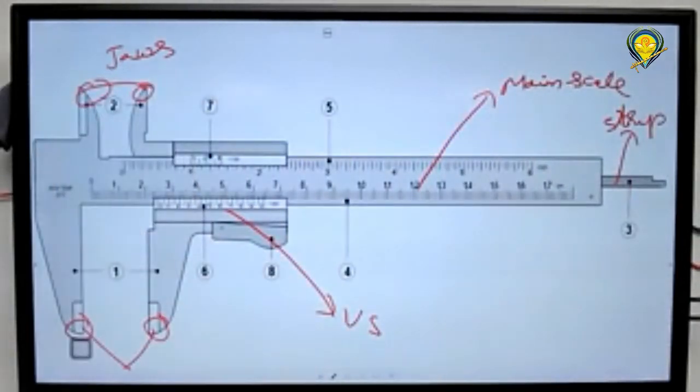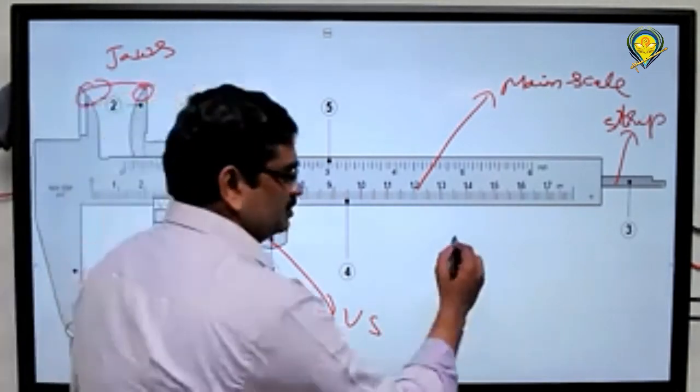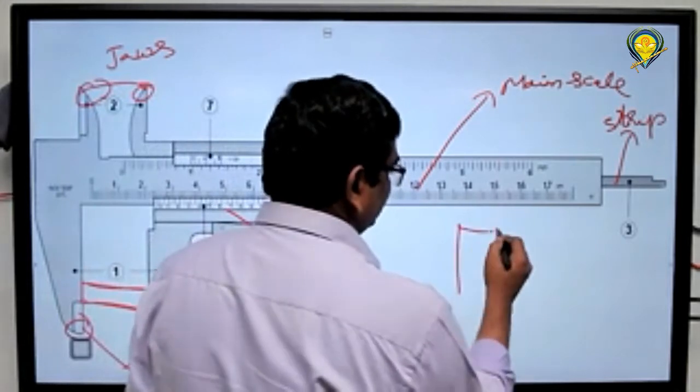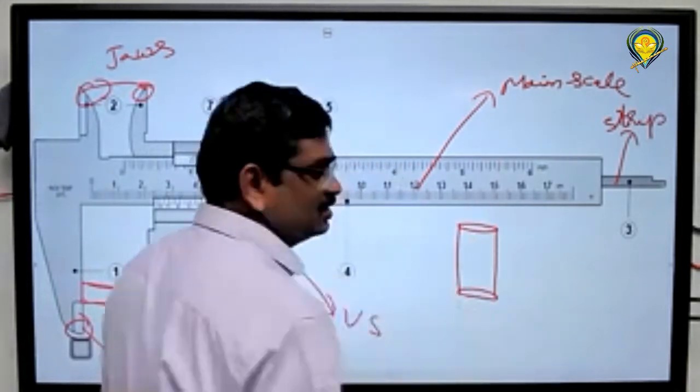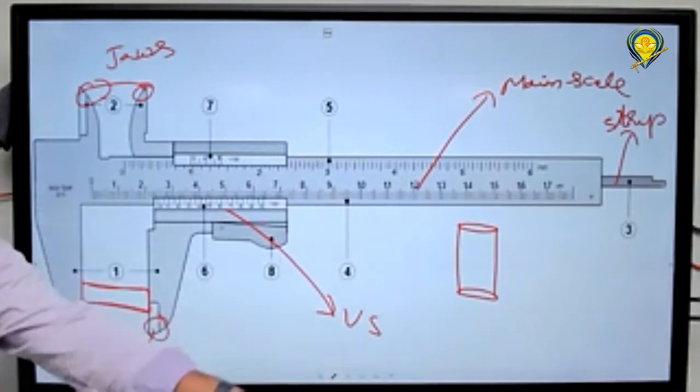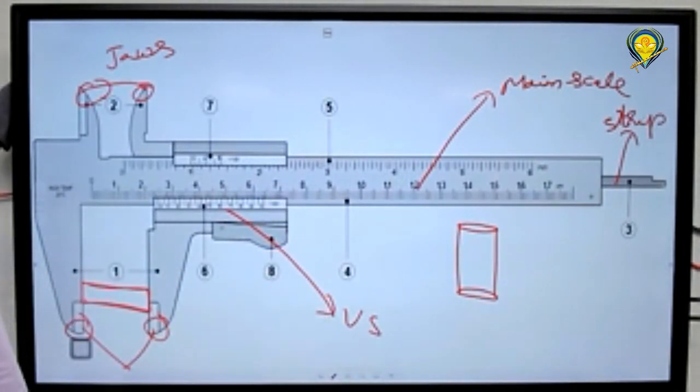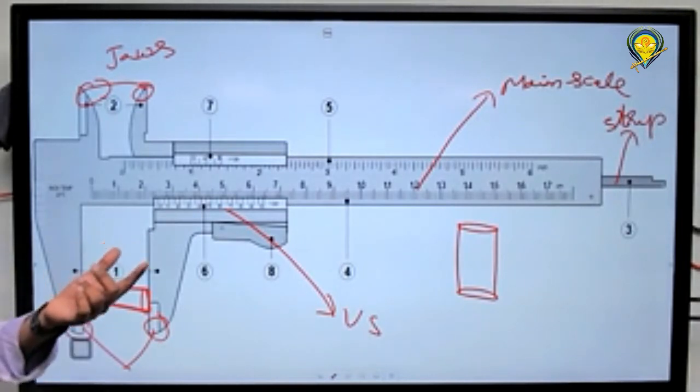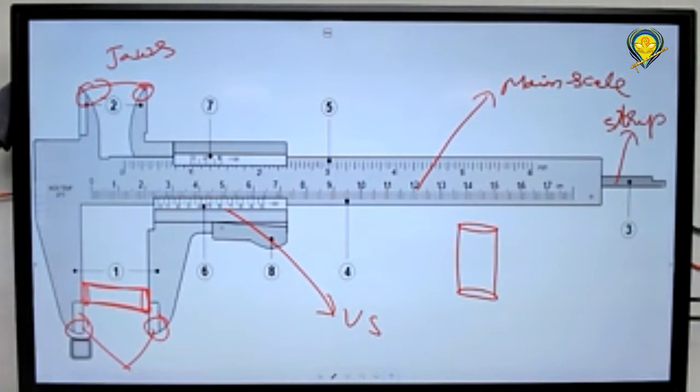Now, if I want to measure the length of an object, where do I need to place it? Between the jaws, here we need to place. For example, this is a cylindrical object. I want to measure the length of this one, the internal diameter and the depth. To measure length, we need to fix that cylinder between these two jaws.